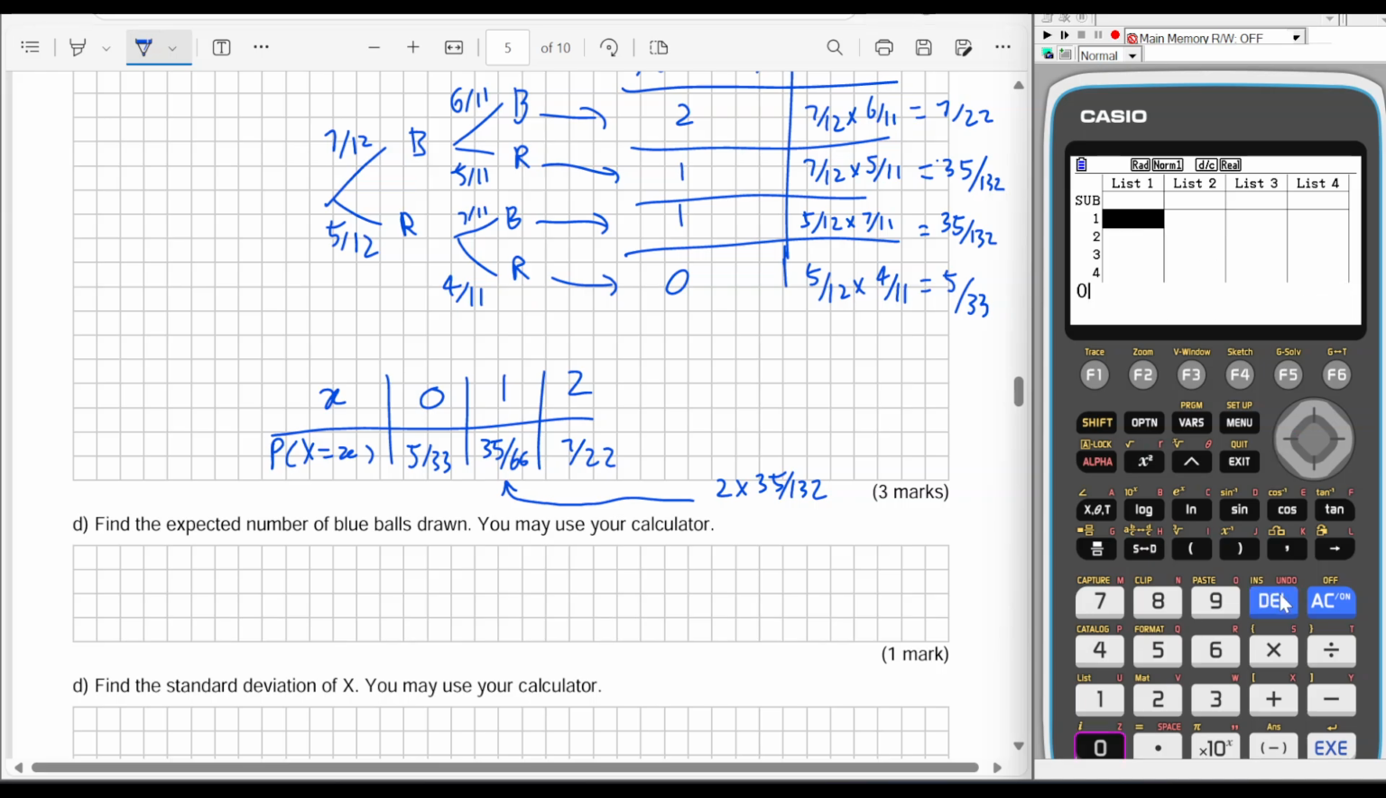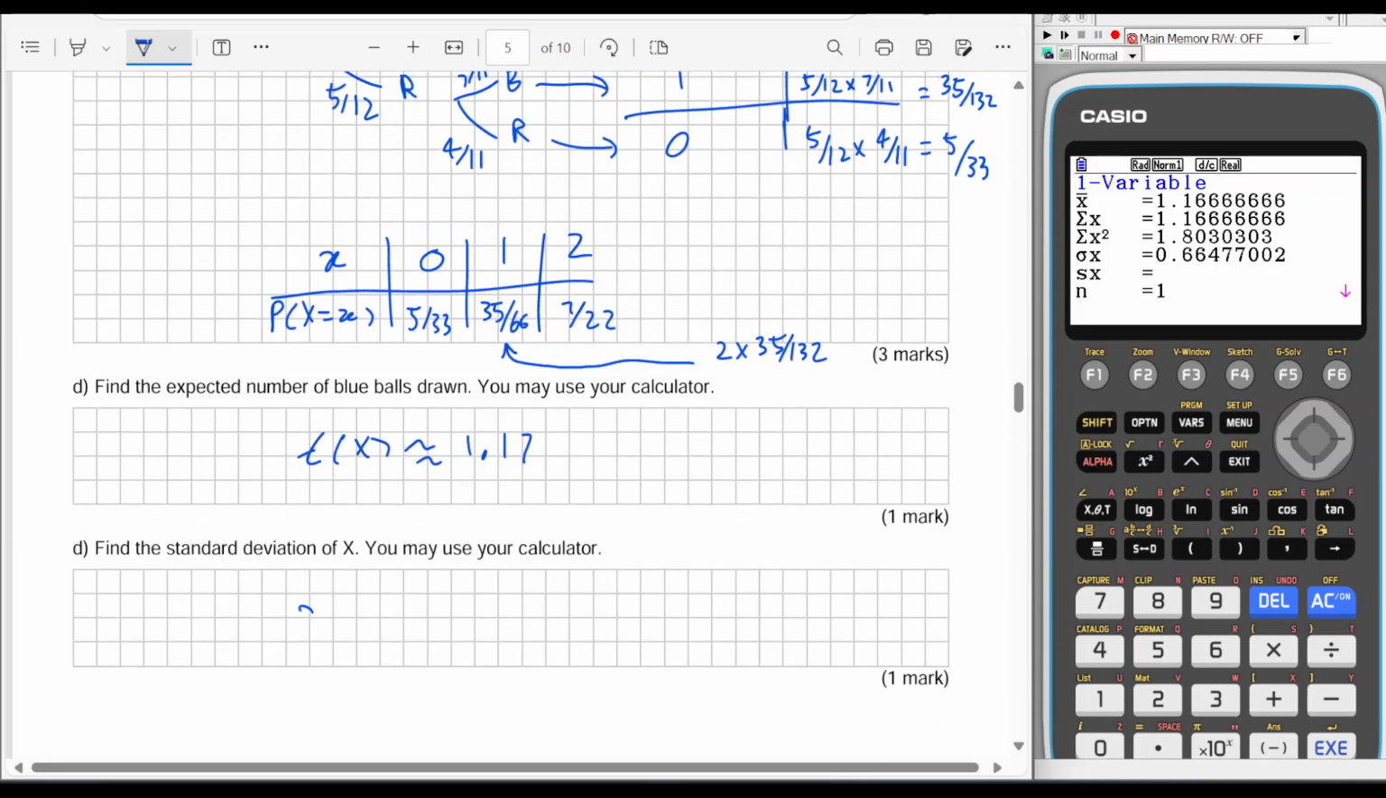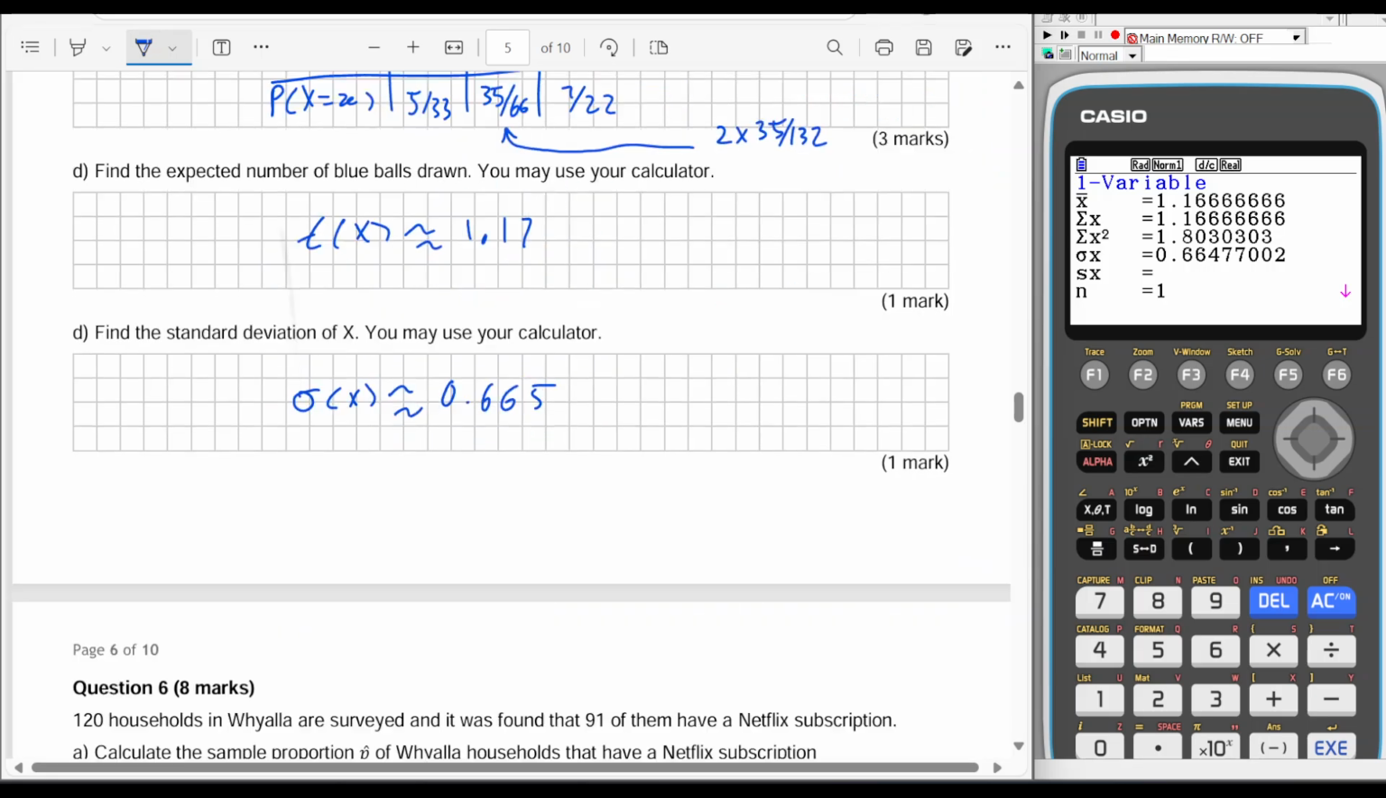We're going to enter 0, 1, 2, with 5 out of 33, 35 out of 66, 7 out of 22. Calc set, make sure you've got List 2 as your frequency. x bar is 1.16, the mean. So the expected value of X roughly equals 1.17 if we round it up, and the standard deviation of X roughly equals 0.665. You're just reading off that sigma number there.